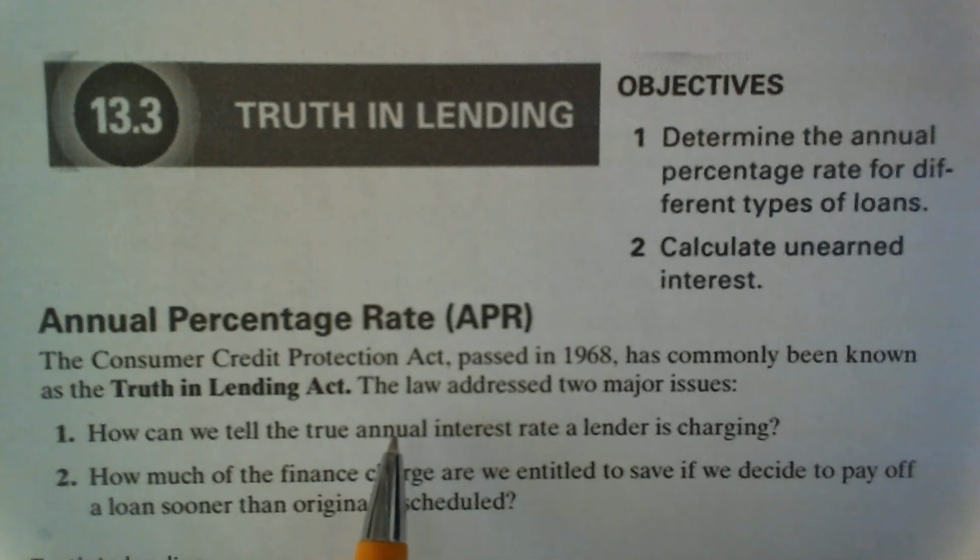That's known as the Truth in Lending Act. And so the law addresses two major issues. How can we tell the true annual interest rate a lender is charging, and how much of the finance charge are we entitled to save if we decide to pay off a loan sooner than originally scheduled? And especially the first point will be very interesting.